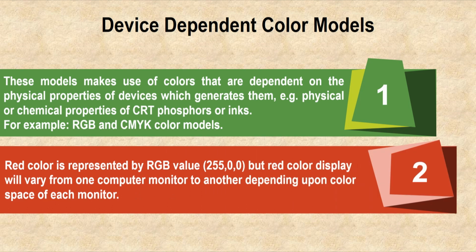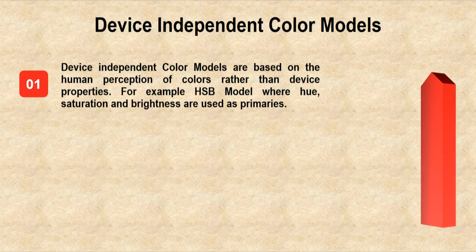Red color is generally represented by the RGB integer triplet 255,0,0, but red color display will vary from one computer monitor to another depending upon the color space that is utilized. Device independent color models. Device independent color models are based on the human perception of colors rather than the device properties. For example, HSB. HSB color model is using hue, saturation and brightness as the primaries.